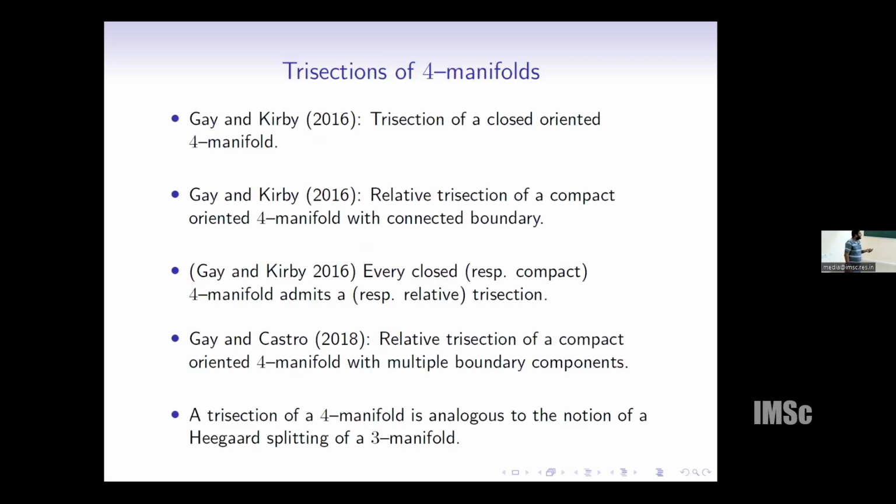So Gay and Kirby recently introduced the notion of trisection of closed orientable 4-manifolds and the notion of relative trisection of compact orientable 4-manifolds with connected boundary. They also proved the existence of trisections of closed orientable 4-manifolds and existence of relative trisections for compact orientable 4-manifolds with connected boundary. Further, Castro, and Gay and Castro, studied relative trisections of compact orientable 4-manifolds with multiple boundary components. So this notion of trisection is analogous to the notion of Heegaard splitting.